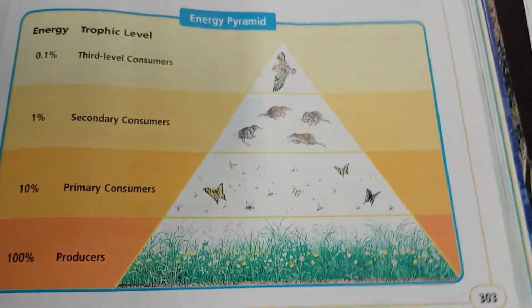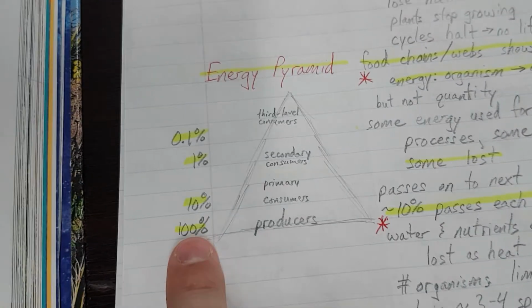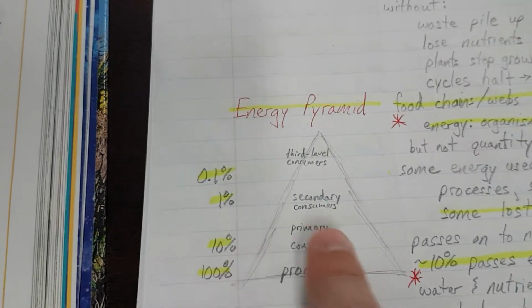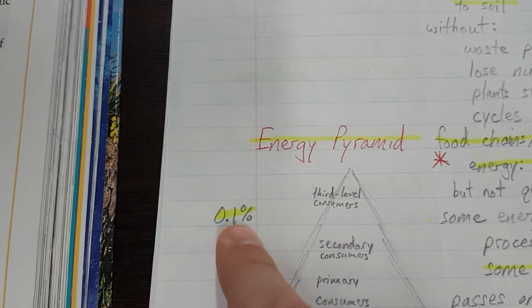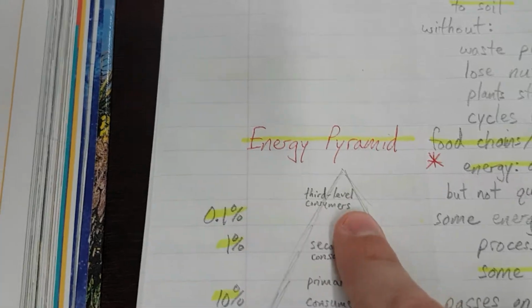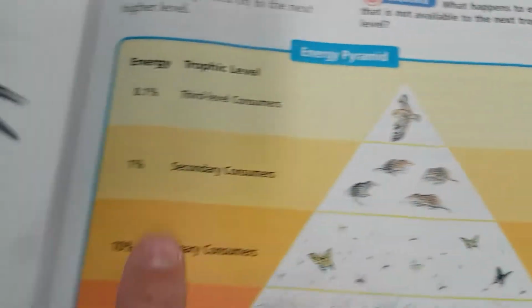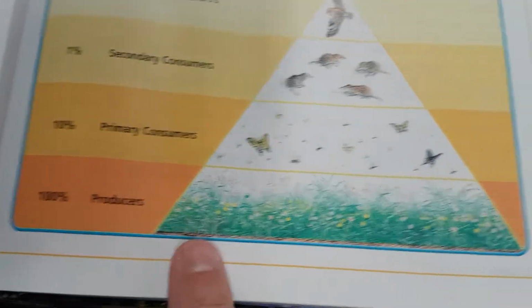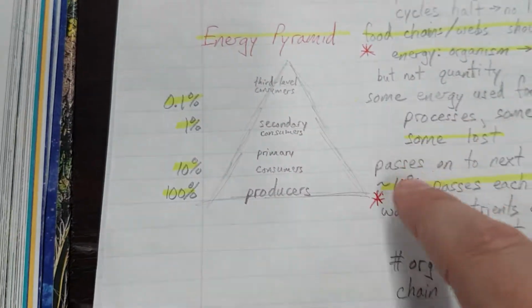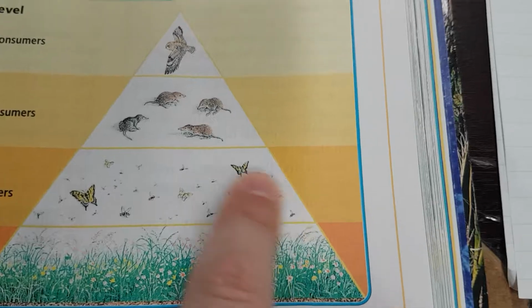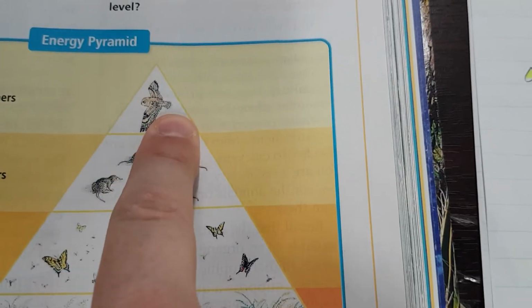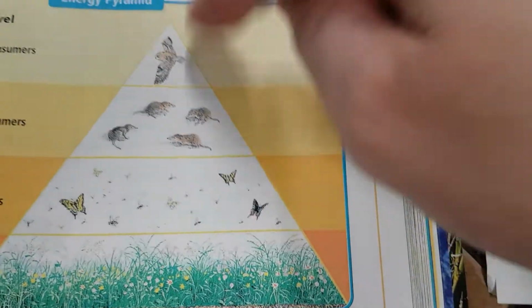Okay, draw this pyramid on your piece of paper. 100% producers, 10% primary consumers, 1% secondary consumers, 0.1% third level consumers. It matches these numbers and these words right here. And then draw the pyramid around it. If it helps you, draw a little picture of grass and maybe a butterfly and maybe a mouse and a hawk or an owl. And that helps you see the different levels.